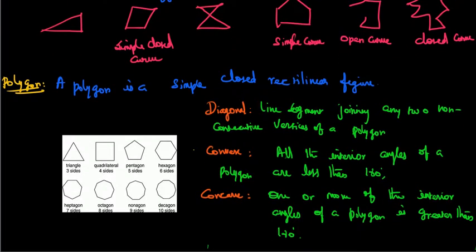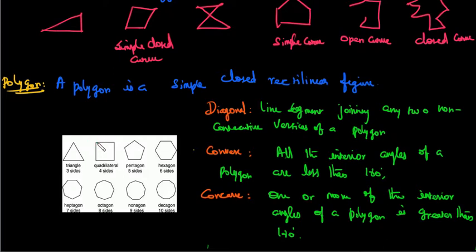In polygons we need to learn this definition. What is the diagonal of a polygon? A diagonal of a polygon is a line segment joining any two non-consecutive vertices of a polygon. This vertex is consecutive with this one, so you cannot put a diagonal here. Can we put a diagonal here? Yes, because we are not joining these two, we are joining this one.